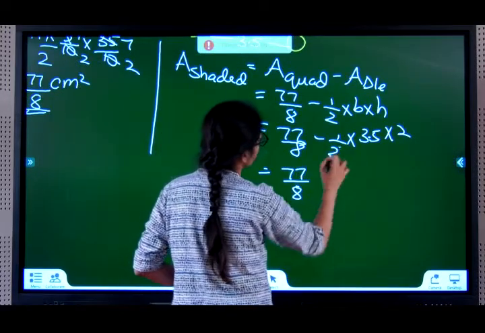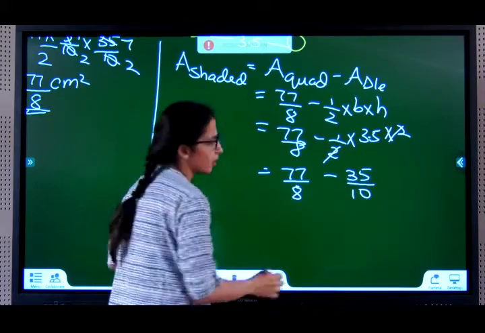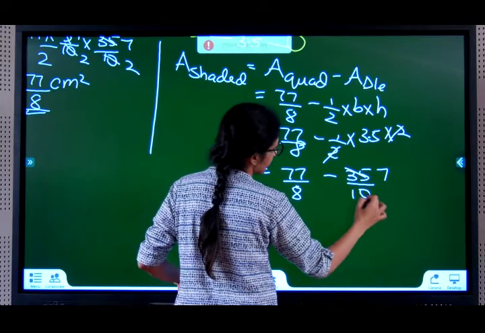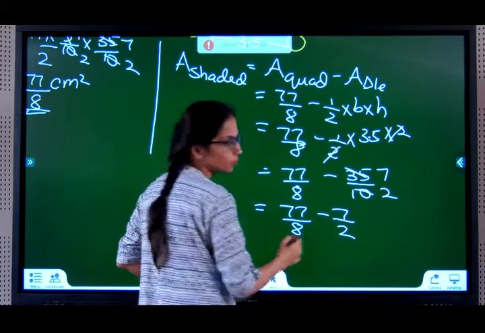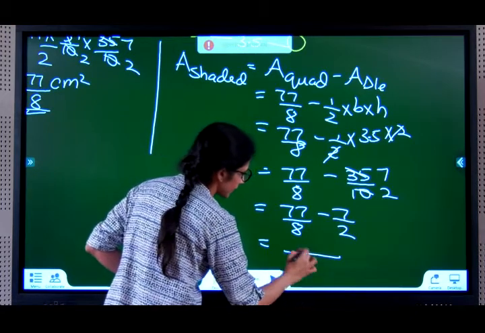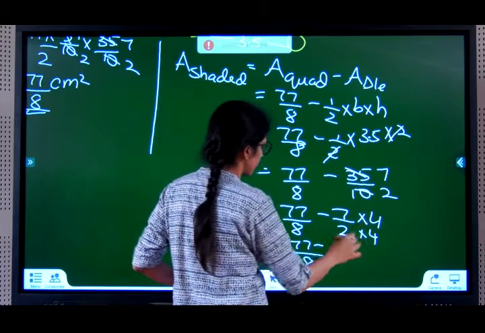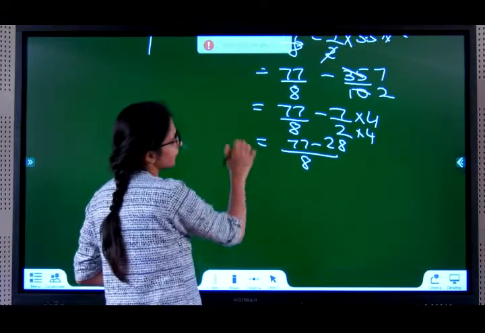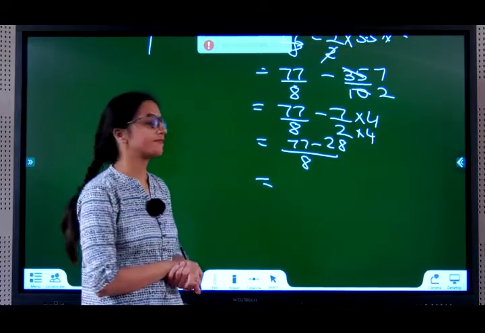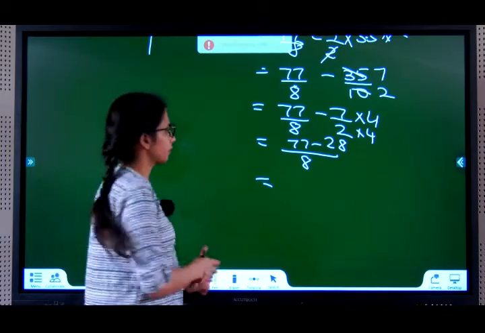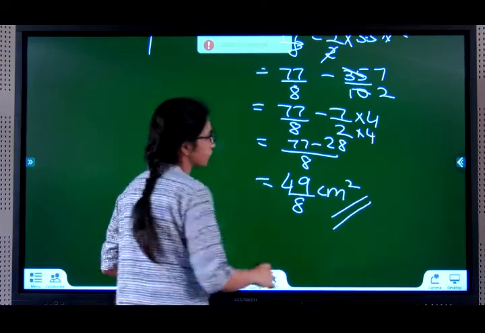77 by 8, 2 cancels, minus 3.5 can be written as 35 by 10. 5 7s are 5 2s are. 77 by 8 minus 7 by 2. LCM is 8. 77 minus 2 into what is 8? 4. 7 into what is 8? 4. 28. 77 minus 28. 77 minus 20, 57. 57 minus 8, 49. So, you can therefore say this is 49 by 8 centimeter square.